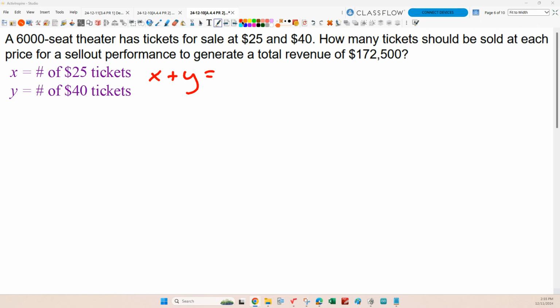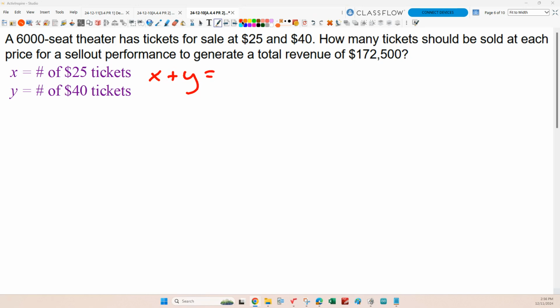What are the units of the stuff on the left side of that equation? What have we added up there? Have we added up money? x plus y is tickets, right? So I get tickets on the left side, and I better get tickets on the right side. That's not a ticket, that's a dollar amount. That can't be it. Okay, it is 6,000.